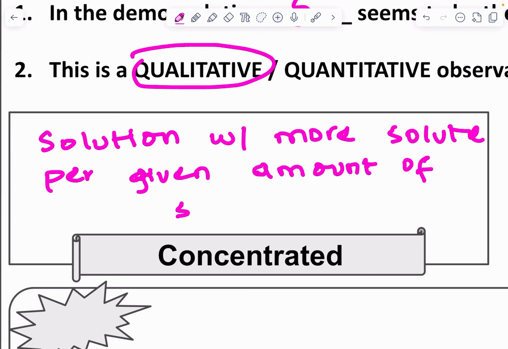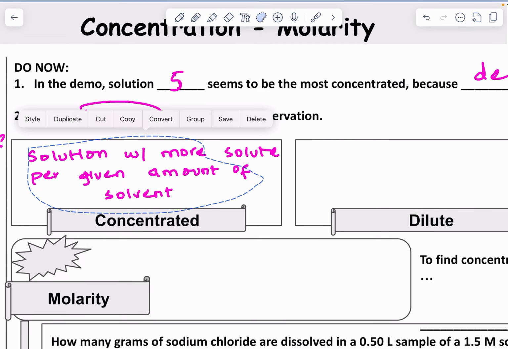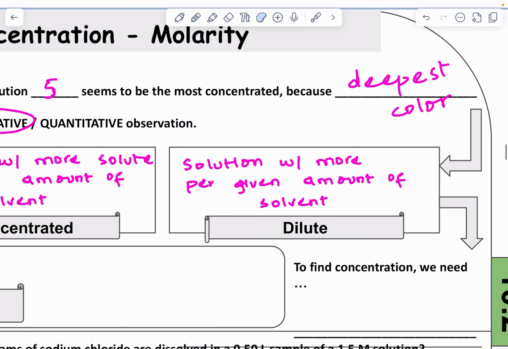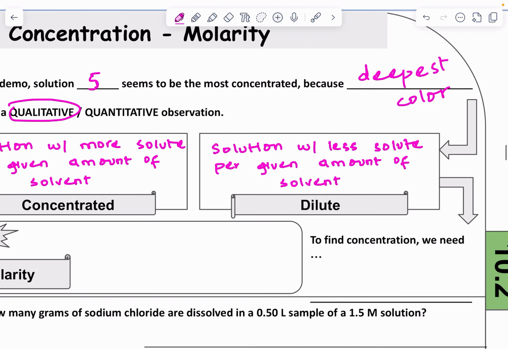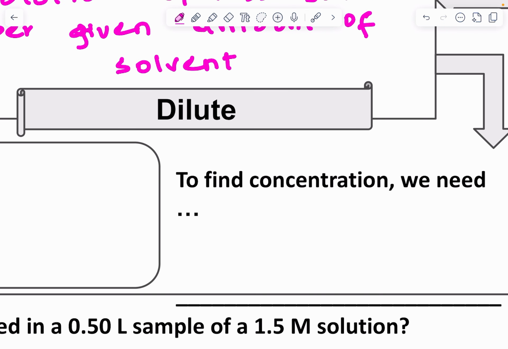And then your dilute solution will be the one that has less solute per given amount of solvent. So that means when you are asked to calculate concentration, if we need the exact ratio of solute versus solvent in any given solution, we are going to need how much of solute and solvent we have so that we can compare the amounts among different solutions. So we need the amount of solute and solvent.